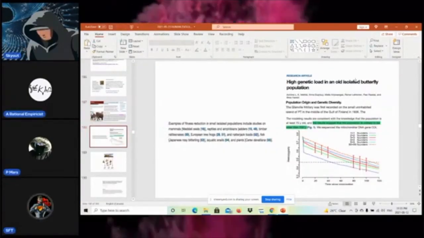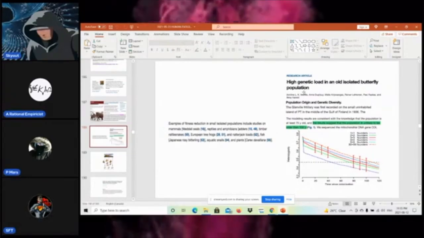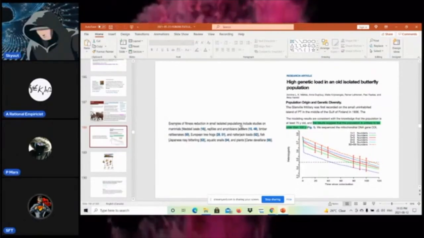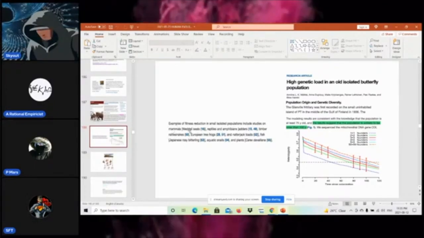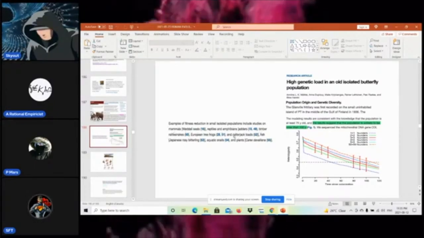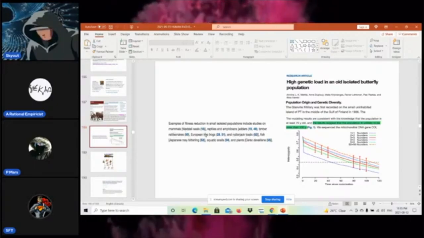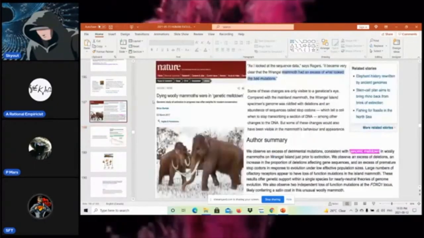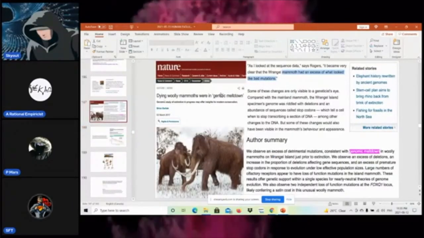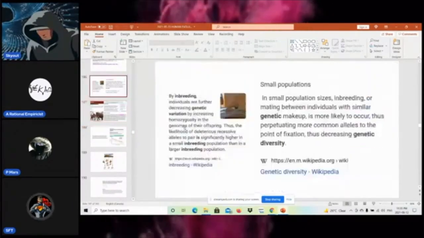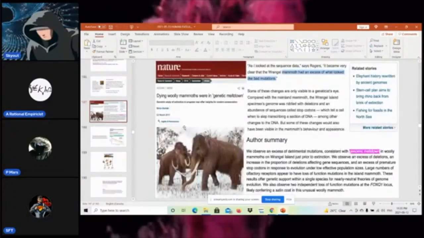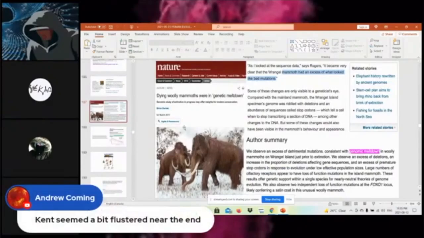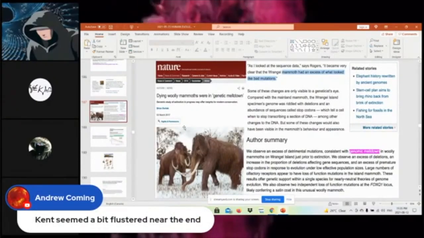So we have high genetic load in isolated butterfly populations. Right here, examples of fitness reduction in small isolated populations include many mammals, reptiles, amphibians, natterjack toads, European tree frogs, rattlesnakes, the cheetahs, mammoths. Look, dying woolly mammoths were in genetic meltdown. So what this is, is mutational meltdown in small isolated populations, a lot of times due to inbreeding.